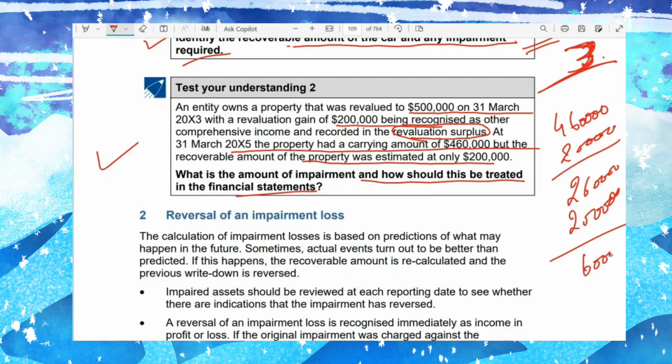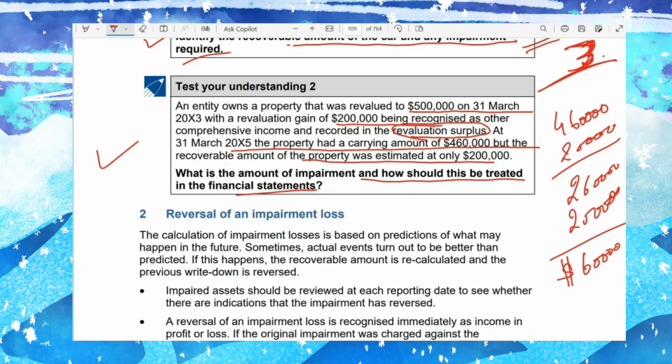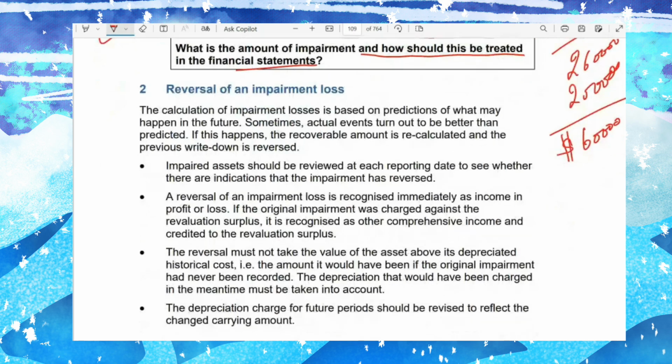Reversal of an impairment loss is recognized immediately in the income statement. The reversal must not take the value of the asset above its depreciated historic cost. The depreciation charge for future periods should be revised to reflect the change in the carrying amount. You will have to look into the details according to the scenario and requirement.